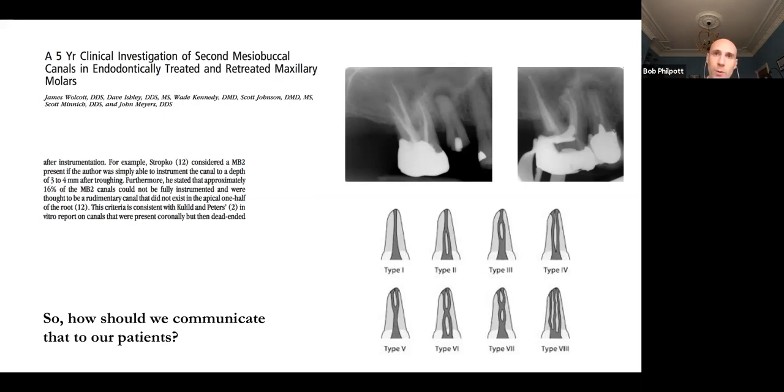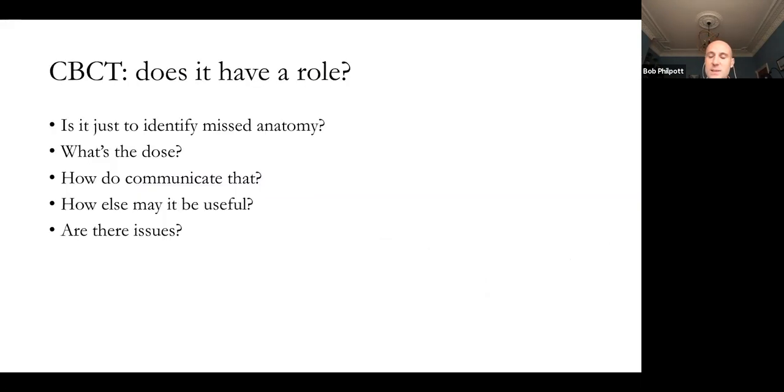We can refer you onwards. I can go back in myself and I can look again, or maybe we can consider doing apical surgery. So communicate that based on the knowledge that you have, not just based on, well, it might work or it might not work. Be a little bit more evidence-based, but express the message in a simple way. Someone asked about CBCT, and I think it does have a role.